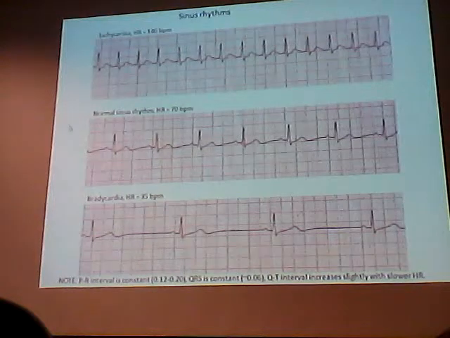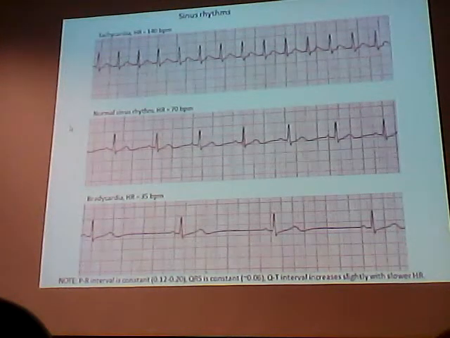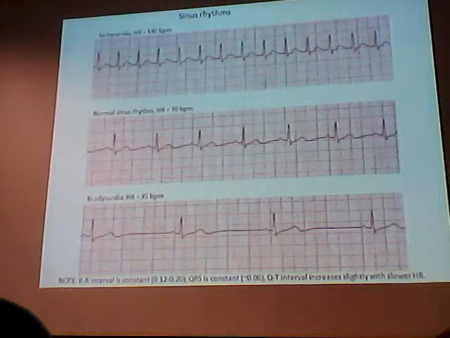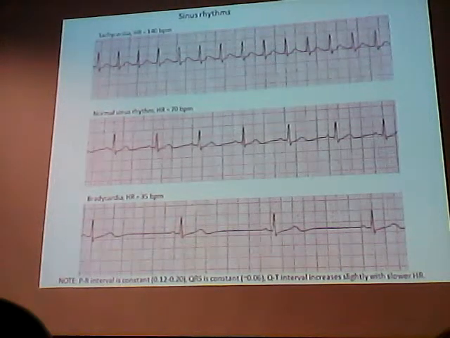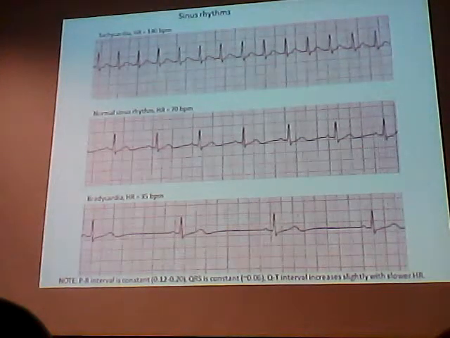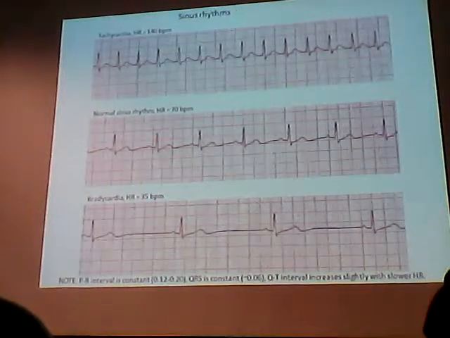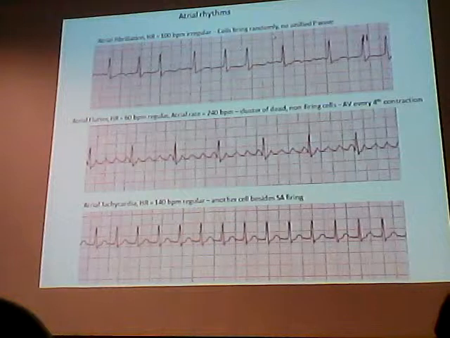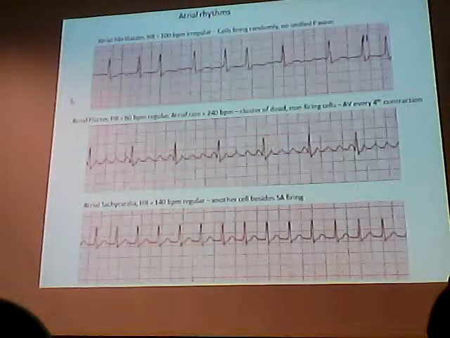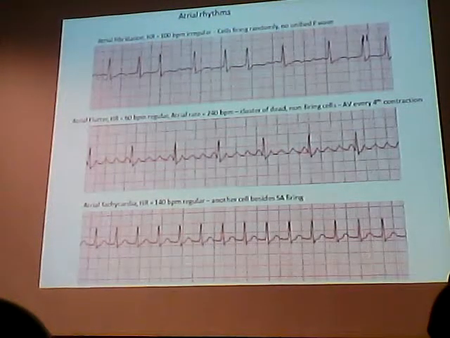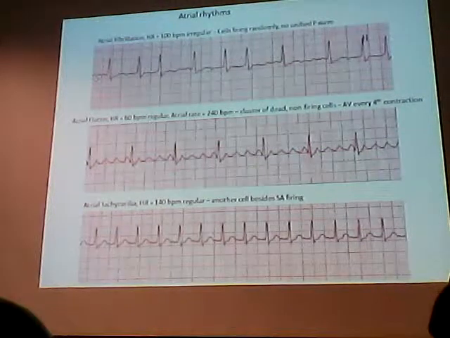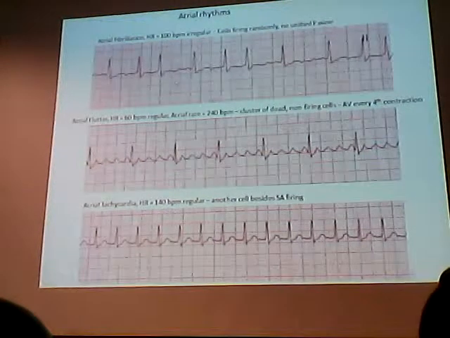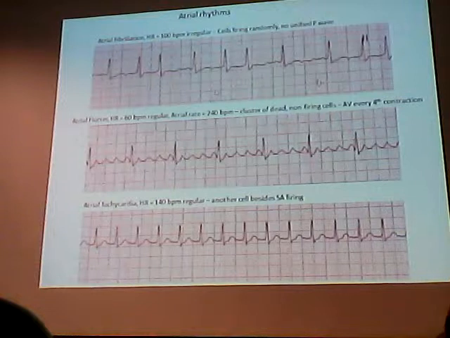So sinus rhythms: tachycardia, where tachy is fast, so a fast heart rate, versus brady, which is a slow heart rate. Atrial fib, where your cells are just randomly firing and there are no unified P waves, so a bunch of P waves are firing, and eventually you get QRSs in response to one of those P waves.